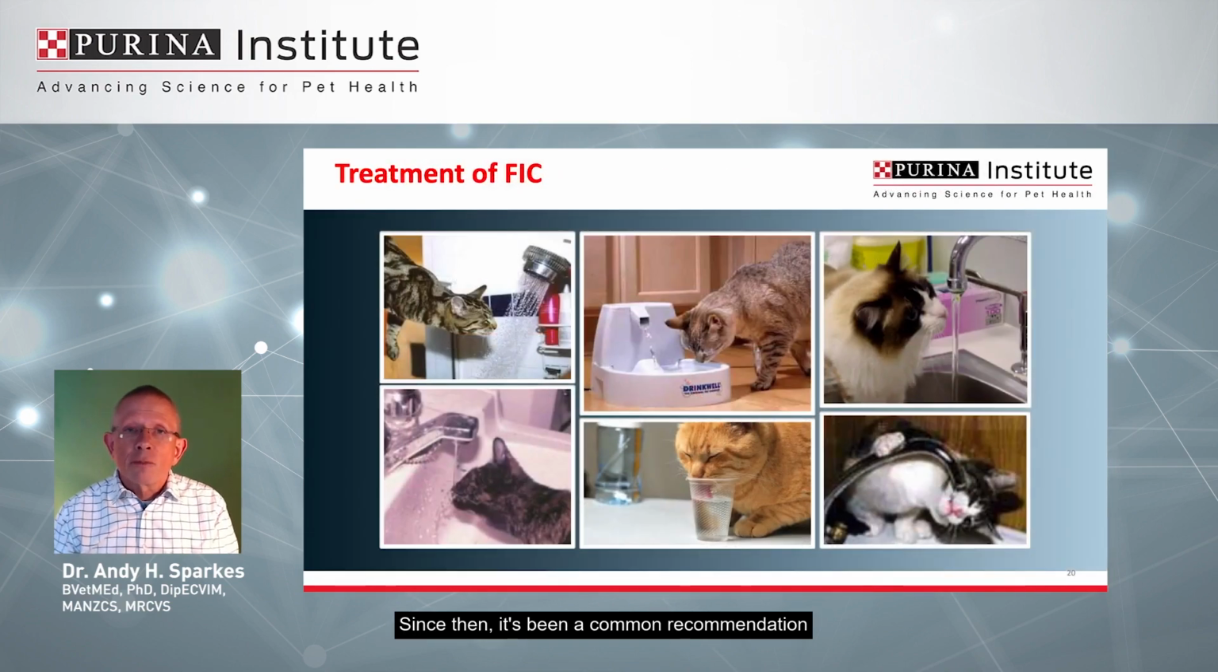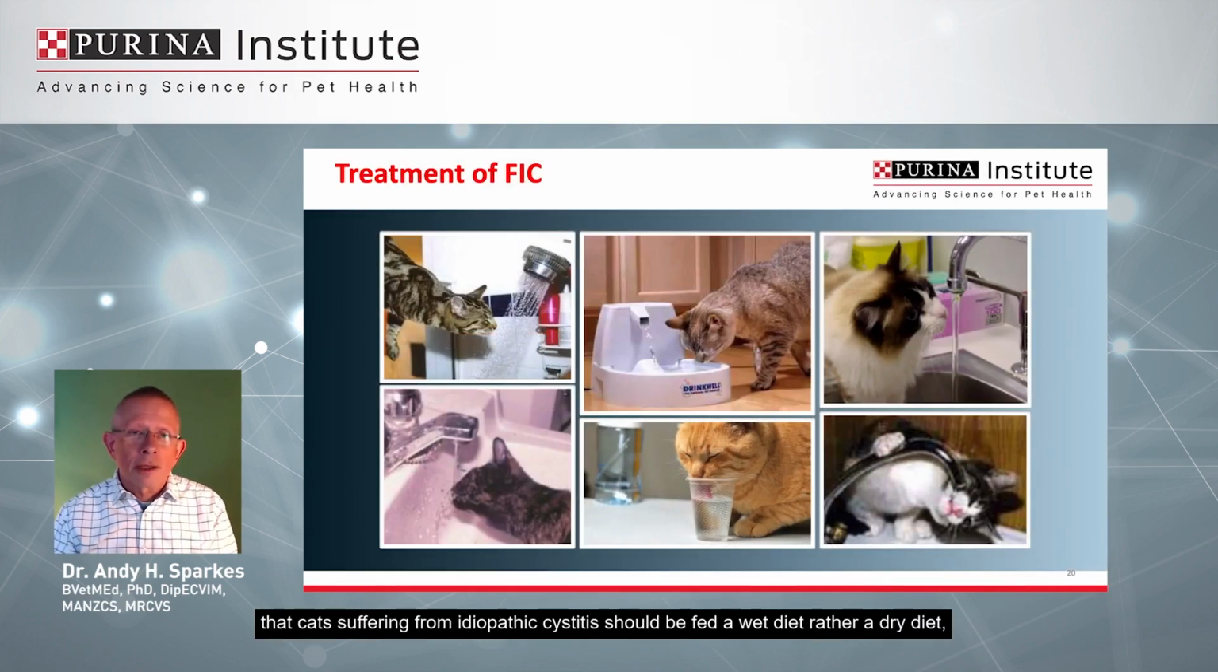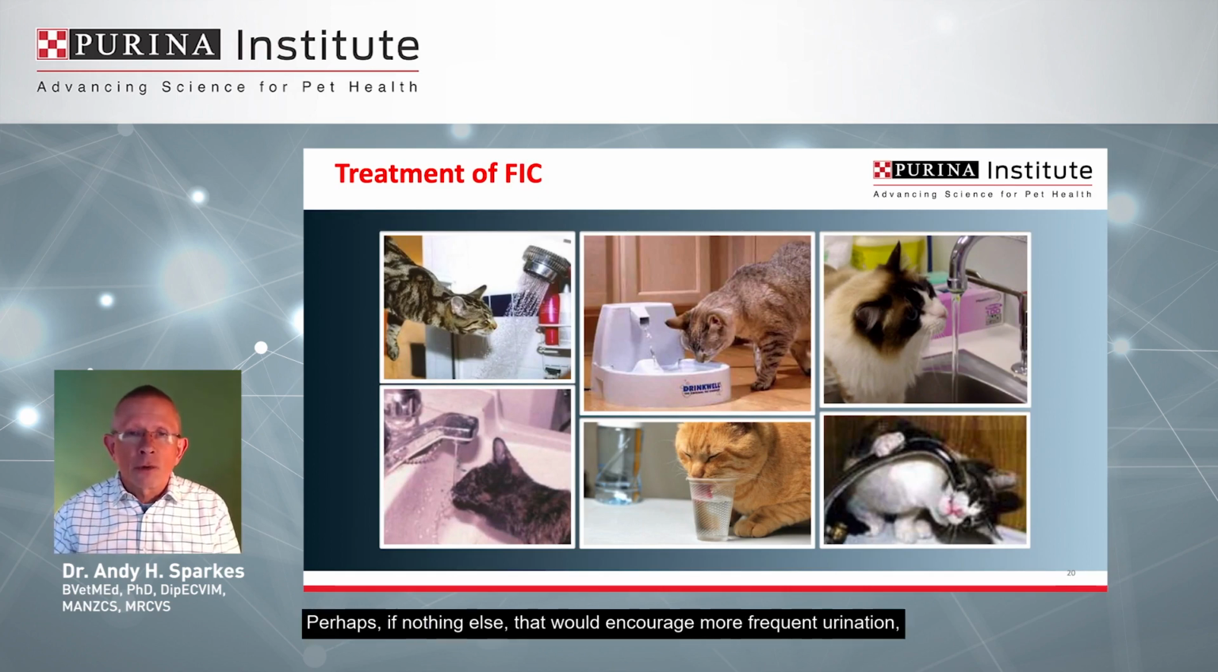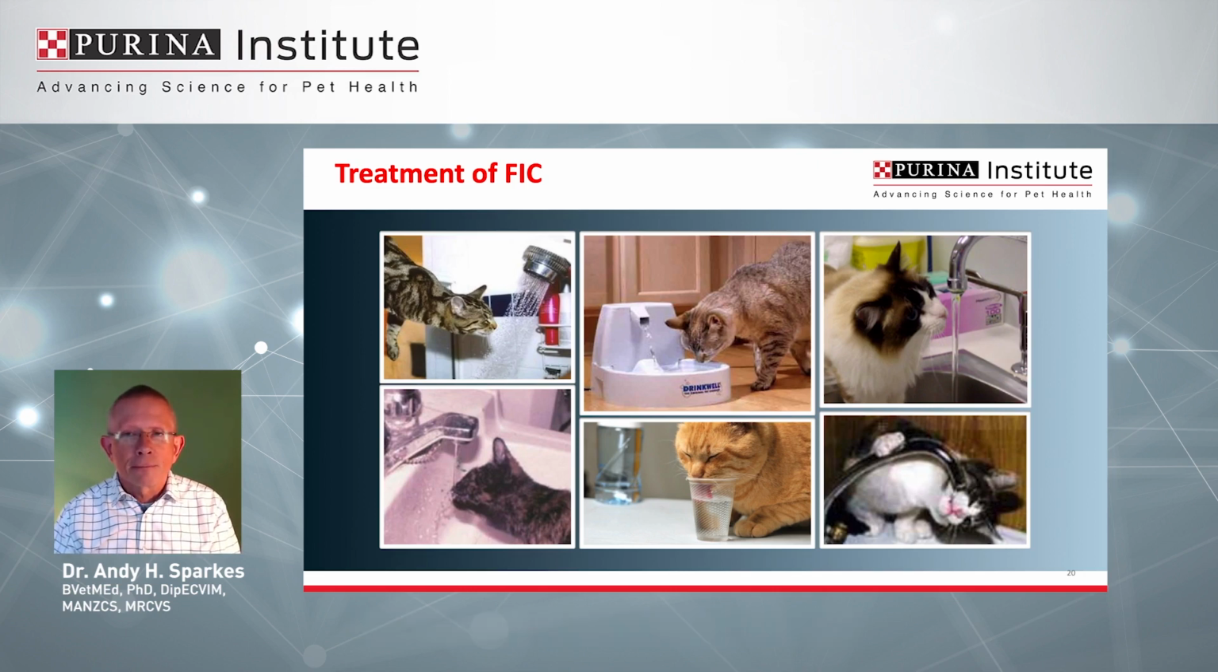So since then, there's been a common recommendation that cats suffering from idiopathic cystitis should be fed a wet diet rather than a dry diet. We should be encouraging water intake. Perhaps if nothing else, that will encourage more frequent urination. It will result in more dilute urine, which is less irritant to the bladder. So there are certainly ways that you could hypothesize that increasing water intake would be of benefit in these cats.